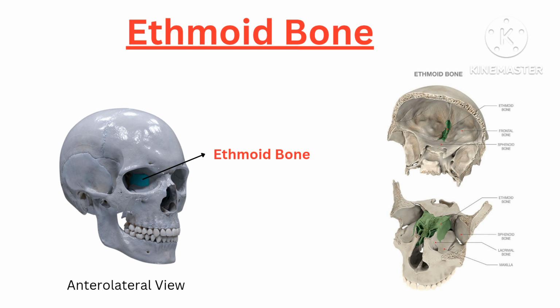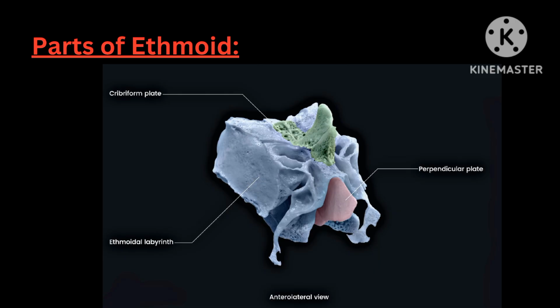The ethmoid bone is an unpaired bone of the skull that contributes to the medial wall of the orbit and parts of the nasal cavity. The ethmoid bone includes the cribriform plate with openings that transmit the olfactory nerves, cranial nerve 1. This bone also houses paranasal sinuses called the ethmoidal air cells. The ethmoid bone has 4 parts. Cribriform plate. Perpendicular plate. 2 ethmoidal labyrinths.